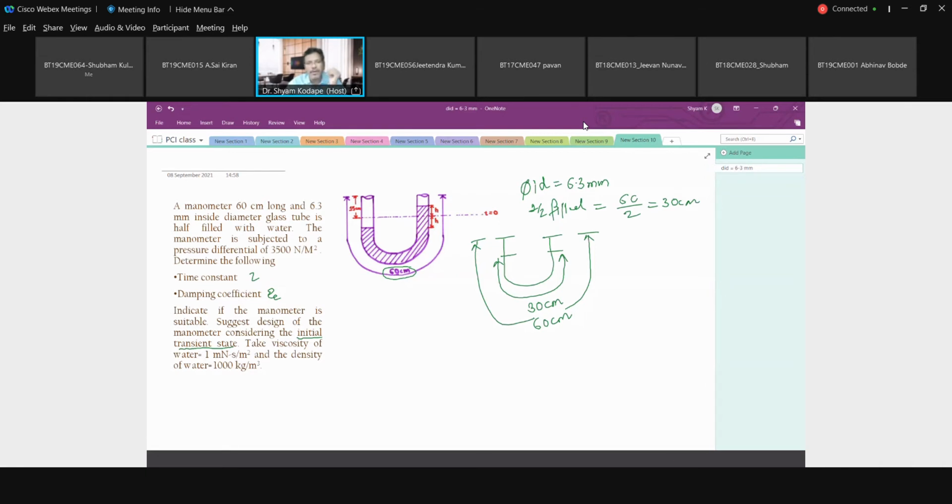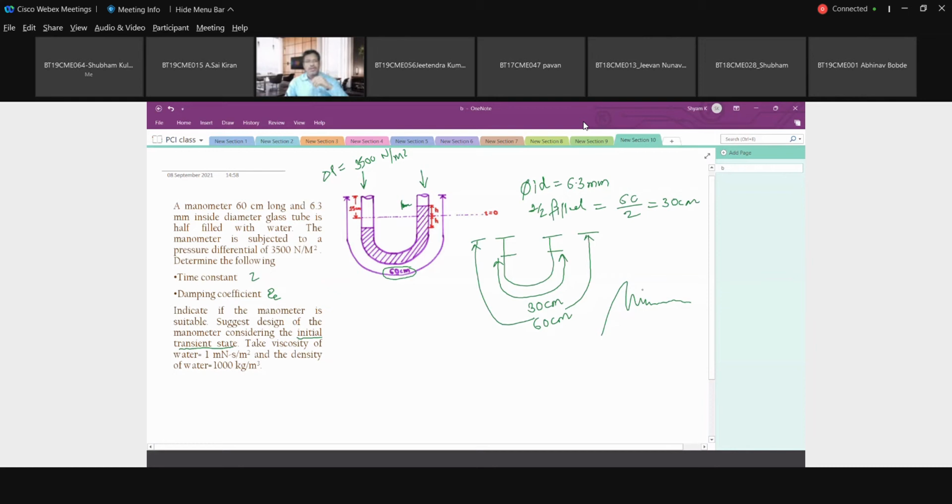Suddenly the pressure difference of 3500 comes here; I am considering this delta P in Newton per meter square. Because of that, what will happen? It will push this particular liquid over here, and before coming to rest, it will fluctuate about this value, and then come to rest. ये ऊपर जाएगा फिर नीचे आएगा and then it will come to rest. Okay, this is a very general observation.